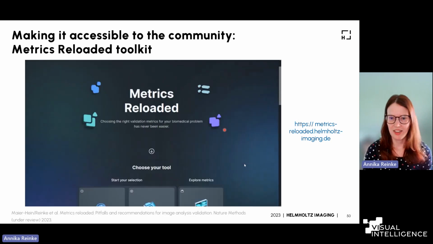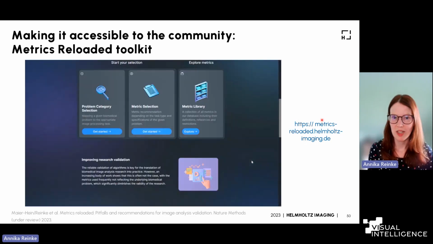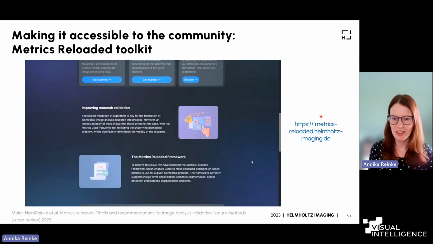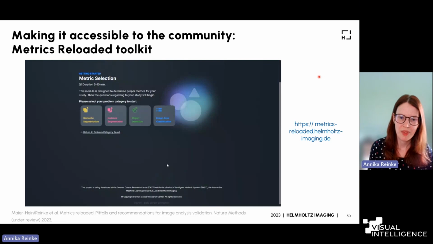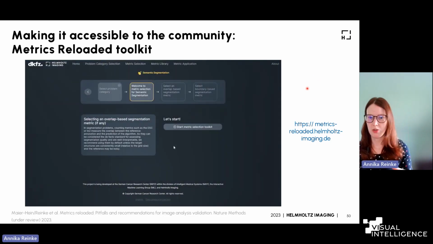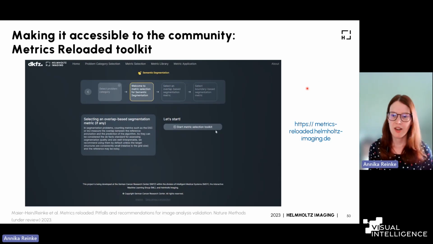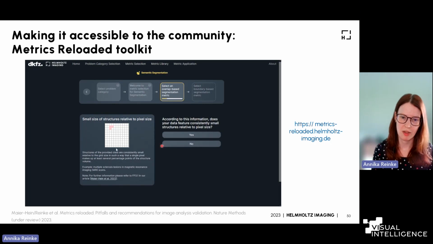This is currently not published yet, so you can go to this link if you're interested. Just write an email, we can give you the credentials. There you find a better version, not this design version over here. But basically the idea is you are just guided through the framework. So you get some explanations and it guides you through the different fingerprint questions, for example, small slice of structures.